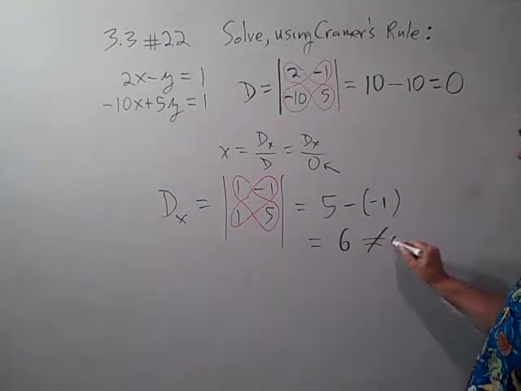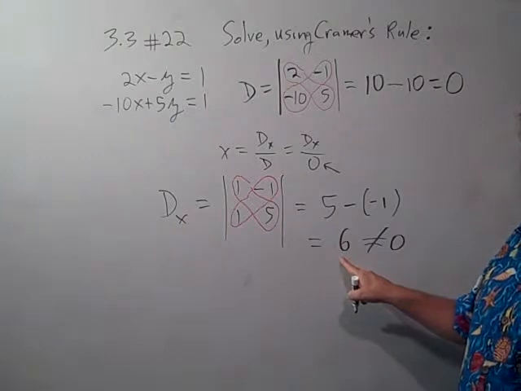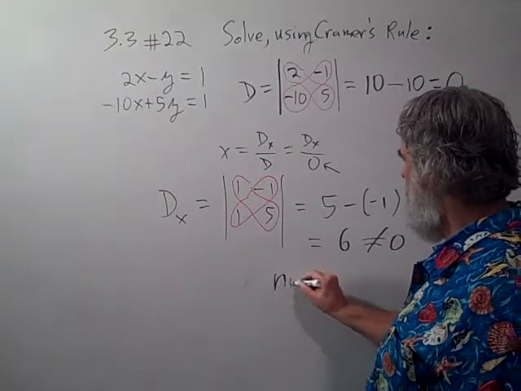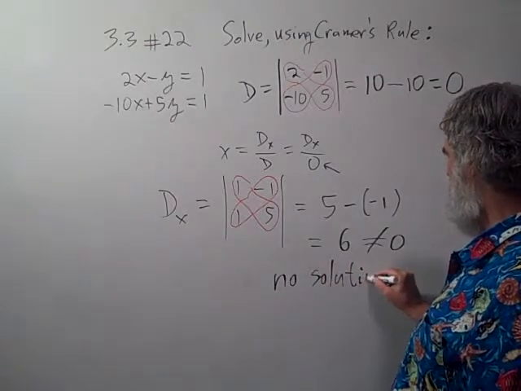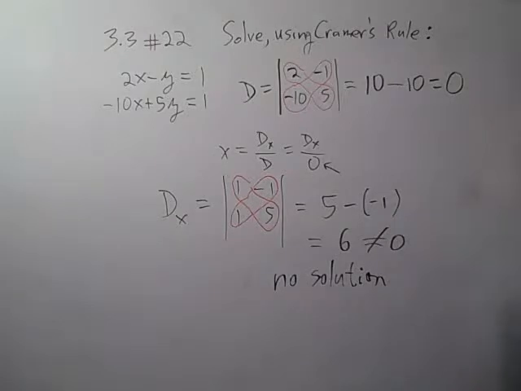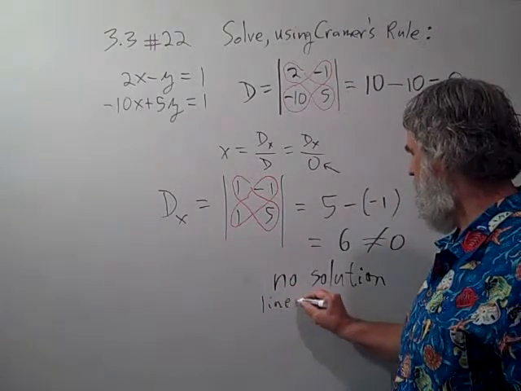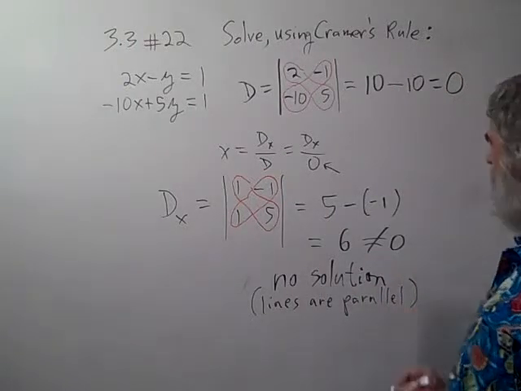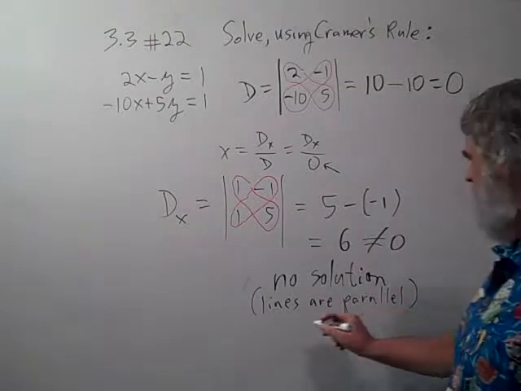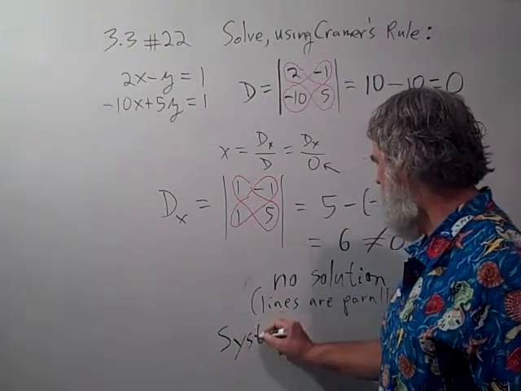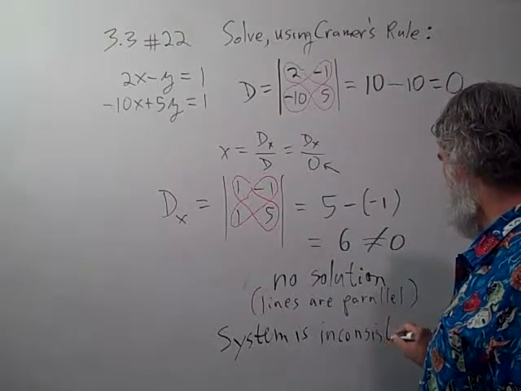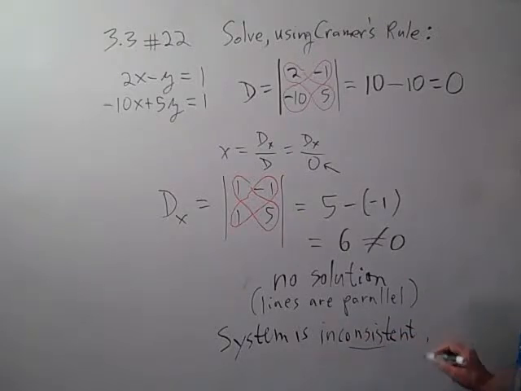So this does not equal 0. Remember, if it equaled 0 here, there'd be infinitely many solutions. The fact that it does not equal 0 means that there is no solution, because these lines are parallel lines. And we say for such a system that the linear system is inconsistent. Inconsistent because there is no solution. The lines are parallel.